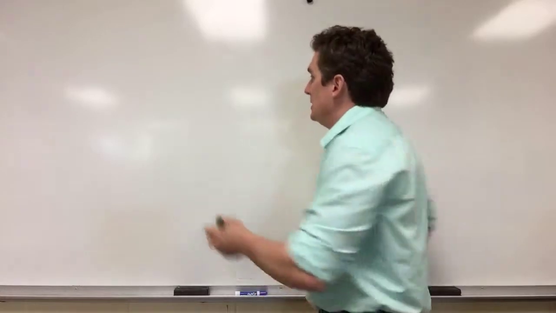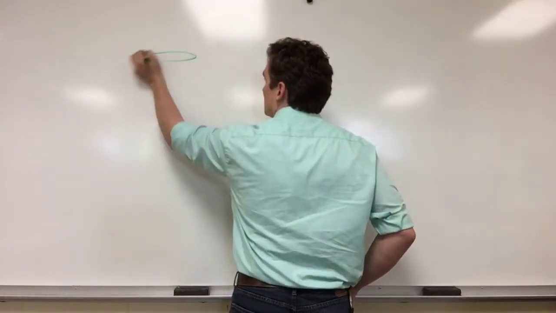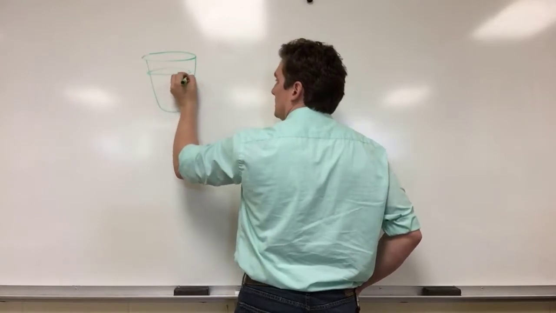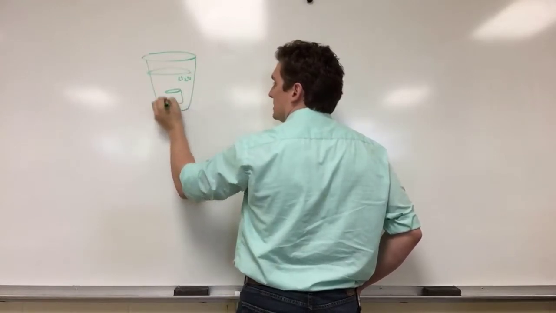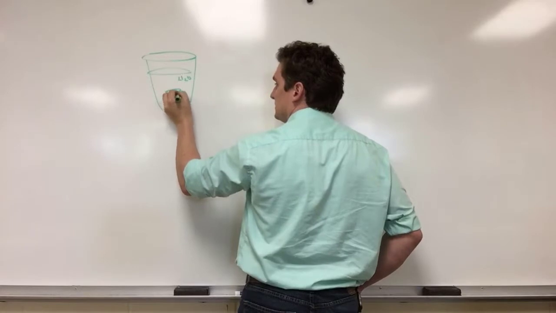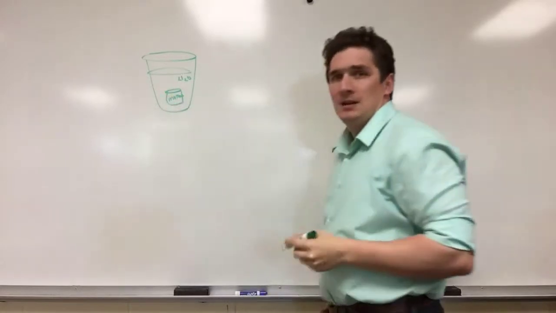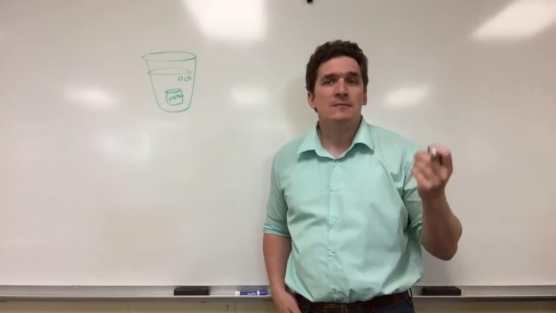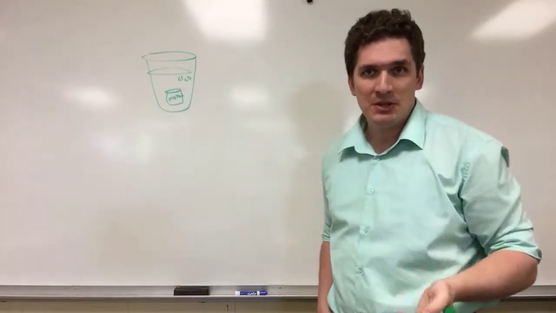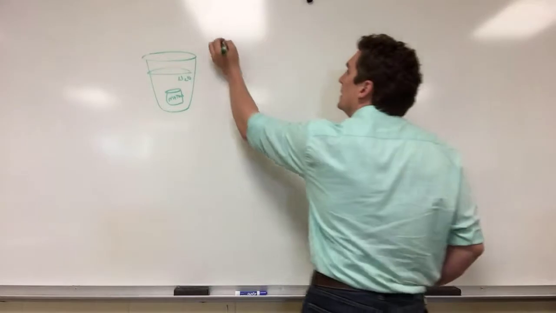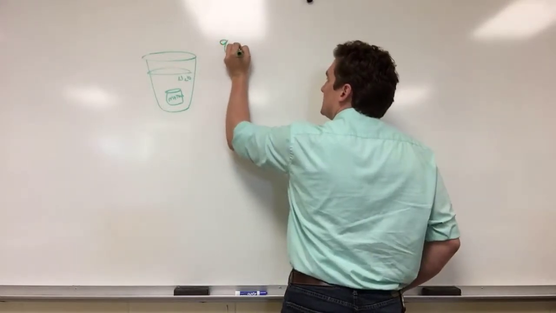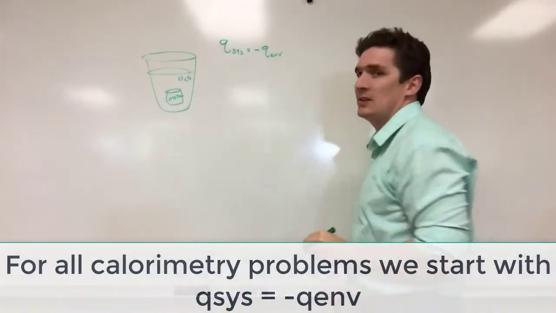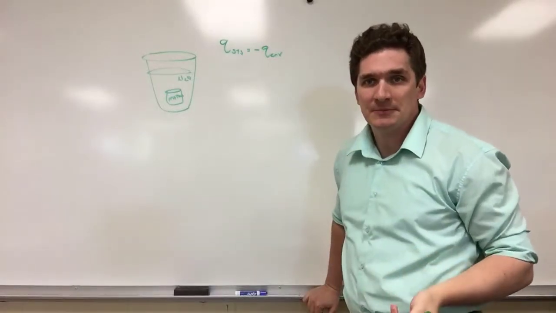The synopsis is, we have our styrofoam calorimeter filled with water, and to it we're going to add some block of material. And this material is going to heat the water up or cool it down depending on the starting temperatures. Now, for all calorimetry problems, there's one relationship that will always hold true. The heat gained or lost by our system is the opposite of the heat gained or lost by the environment. So Q sys equals negative Q environment.